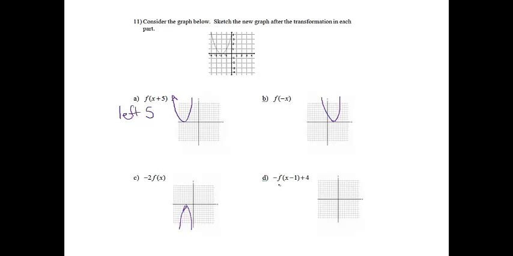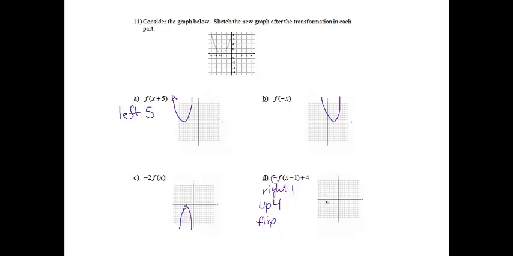All right. Okay, this last one, lots of things are happening. The graph is going to move to the right 1 because of that -1 inside by the x. It's going to move up 4, and then this negative on the outside is going to flip it upside down or reflect it over the x-axis, whichever way you want to look at it.